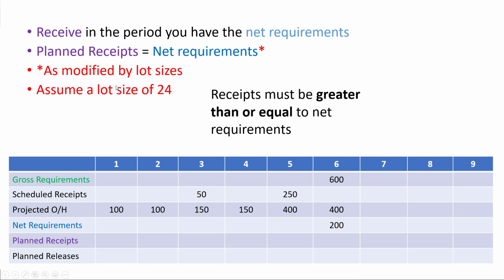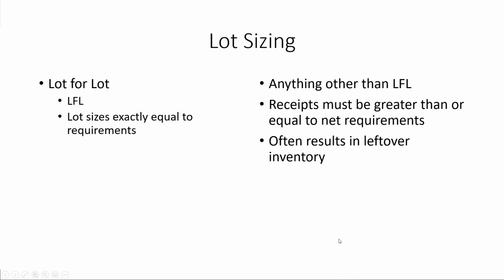So if we assume a lot size of 24, we know that 8 times 24 won't work. That's 192. 192 is less than 200. We never short these. So we want 9 lots of 24, gives us 216. So we're going to plan to receive 216.